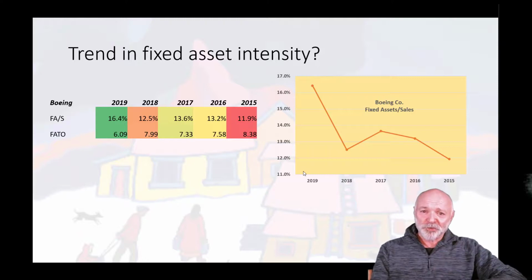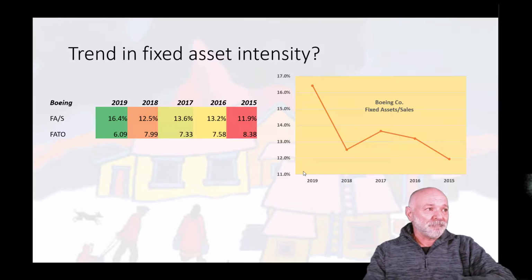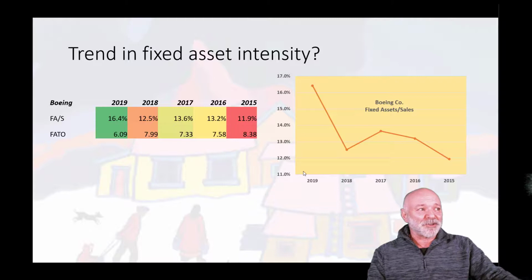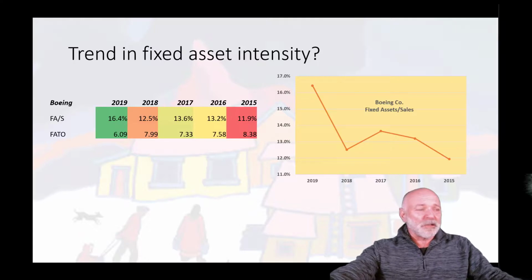We have two ratios. They are essentially the same ratio. Fixed assets to sales, fixed assets divided by the total revenue. By the time we get to 2019, their fixed assets are 16% of their sales. They are turning over their fixed assets. Their fixed asset turnover is just the reciprocal of this. It's 6.09.